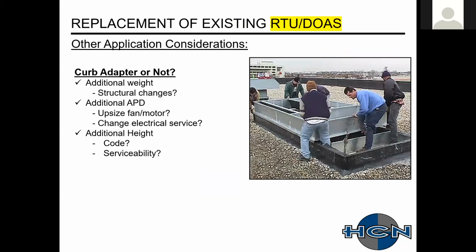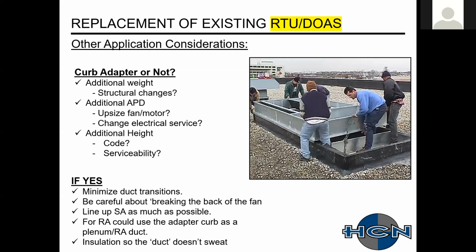And then just once again, replacing existing units, you have to consider a curb adapter. Is it changing the additional weight? Is that causing structural problems? You would have additional air pressure drop. And then also, we had a project, previous work life, where adding a curb adapter made the unit too tall, and that became an issue with the local code. And then obviously adding height to a unit like that, you have to consider your serviceability.